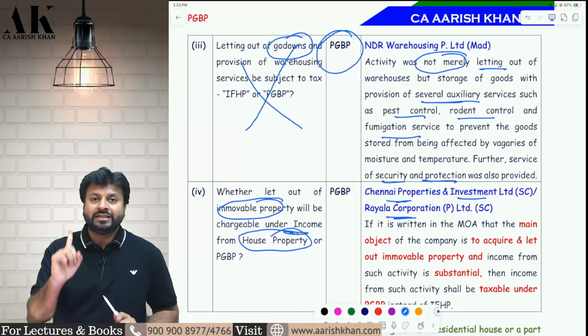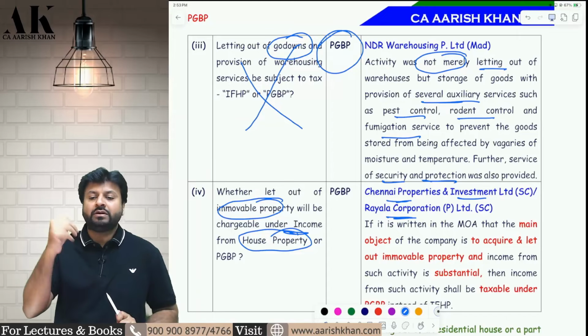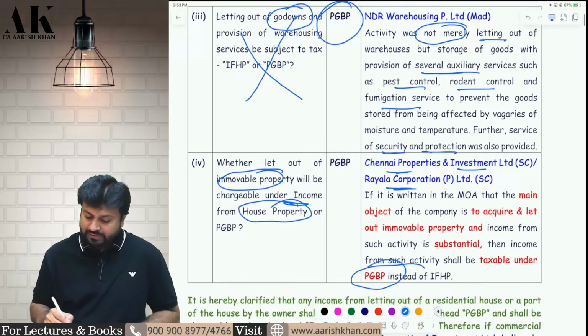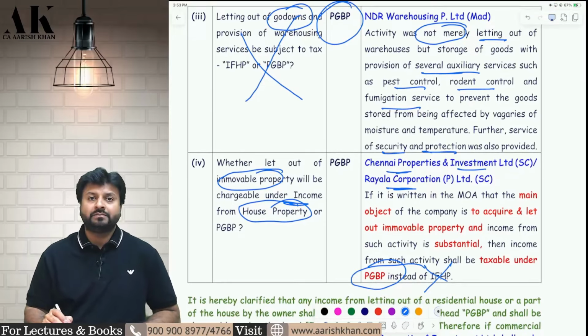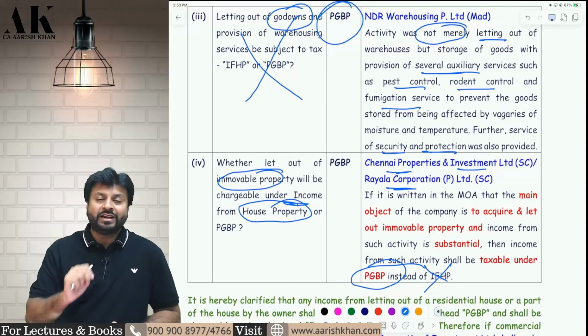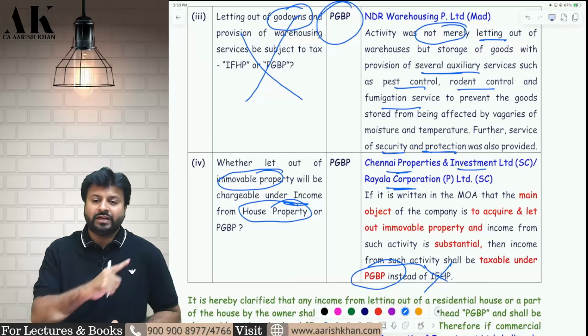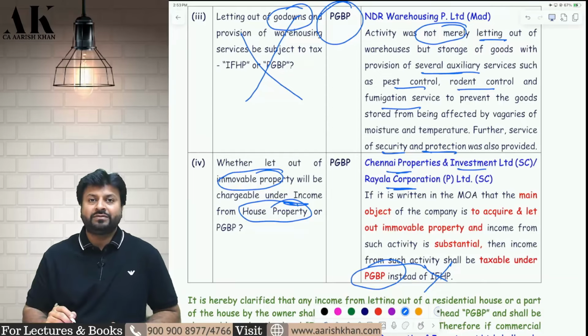If there is a company, and in the memorandum of association of the company it is written that the main object of the company is to acquire property and let it out, and the substantial income also comes from there, if these conditions are fulfilled, then income will go under income from PGBP instead of income from house property. This will go under business and profession, even though generally letting out of property goes under house property. But if you fulfill these conditions which I told you just now, then your income will go under income from business and profession and not under income from house property.